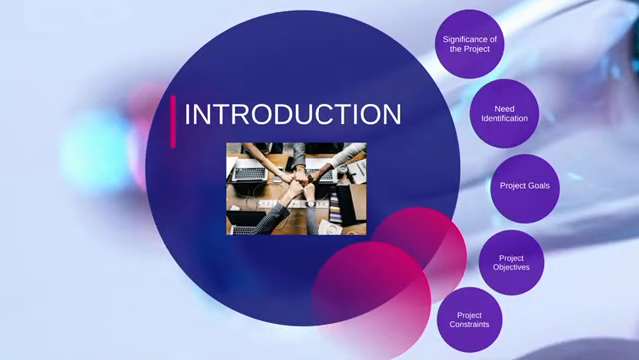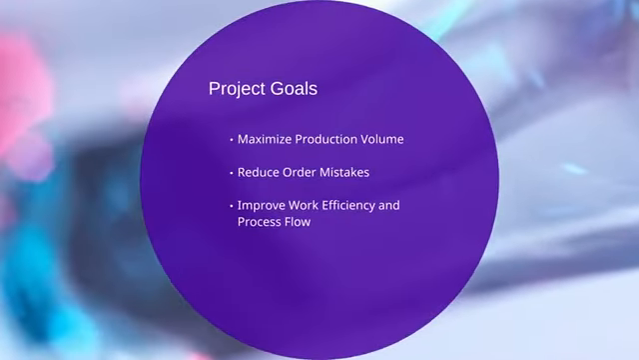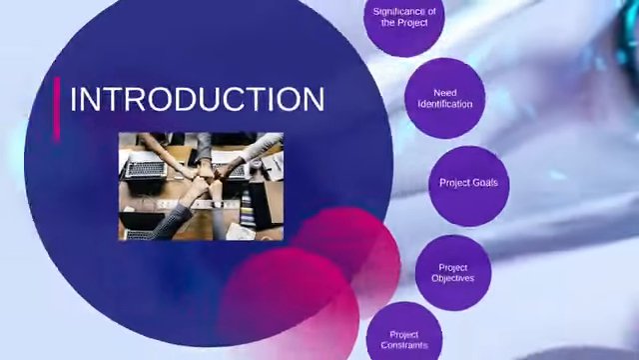And next, we'll talk about the project goals and objectives and constraints. So the project goals, we have developed them after carefully defining our business processes and studying our internal and external customers and knowing their needs and requirements, as we will explain later in the coming project slides. So the project goals are as follows: to maximize the production volume, to reduce order mistakes, and to improve work efficiency and process flow.